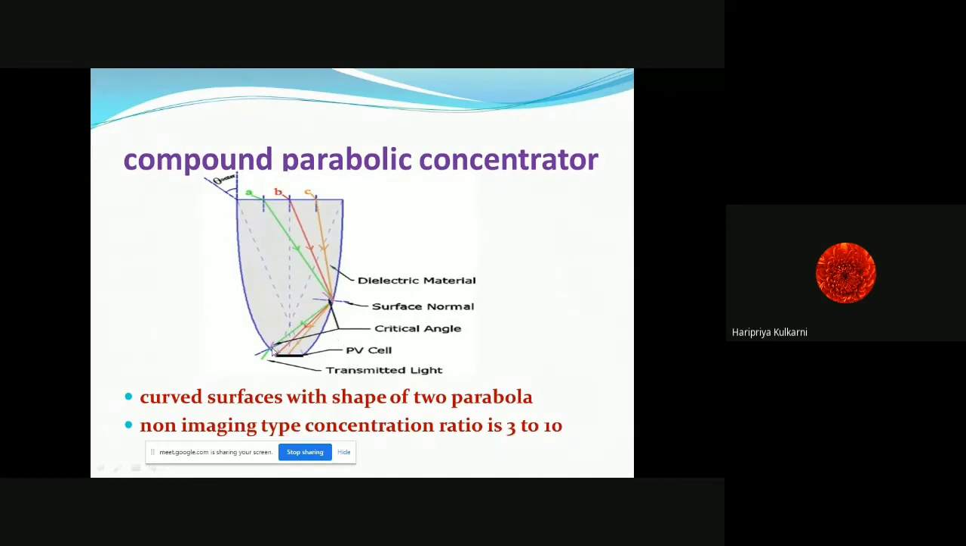So see, this is PV cell. This is the critical angle where, if a sun ray falls here, green color I'm showing, it is not falling on the PV cell. So such rays are not useful in this case. Okay. This is with normal surface and this is the dielectric material. Okay. So here we can get the concentration ratio of about 3 to 10. So we can get better efficiency with compound parabolic concentrator as compared to that of flat plate collector.